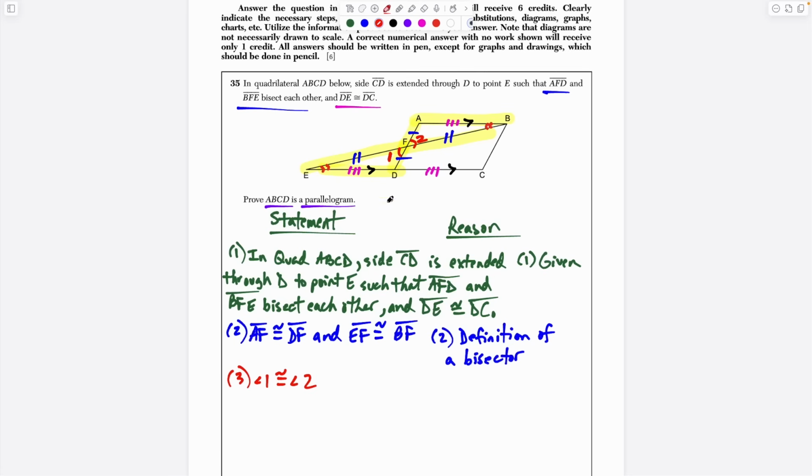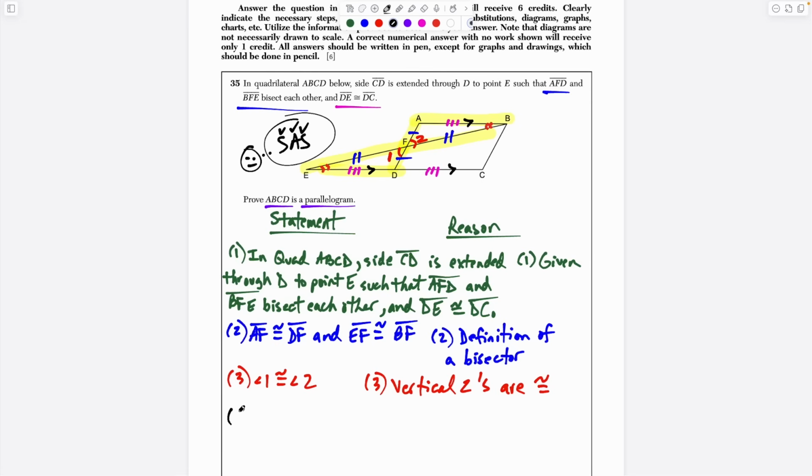So you are allowed to put numbers there and name the angles with numbers. And the reason for this, we would just say vertical angles. So vertical angles are congruent. And that would now establish that we have 2 pairs of congruent sides and a pair of congruent angles. Okay, so in terms of thinking of using SAS, in statement 2, we established 2 pairs of sides congruent. And in statement 3, we established this.